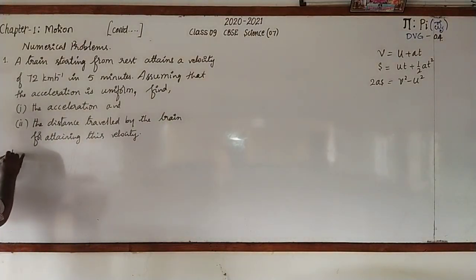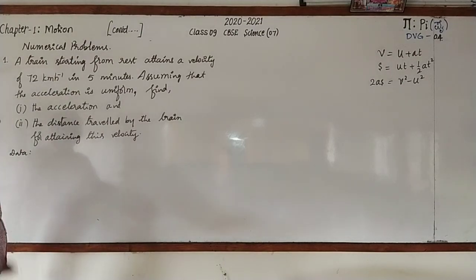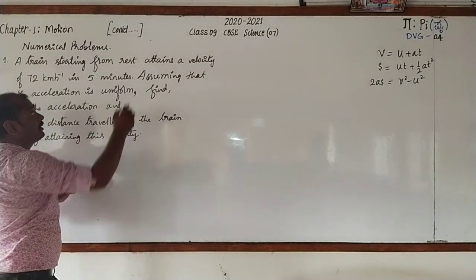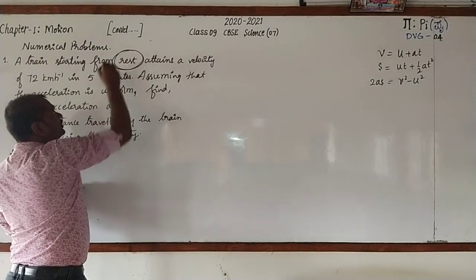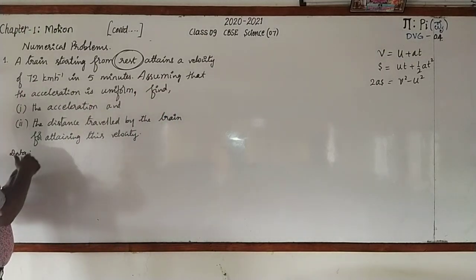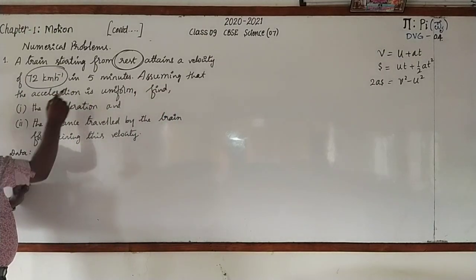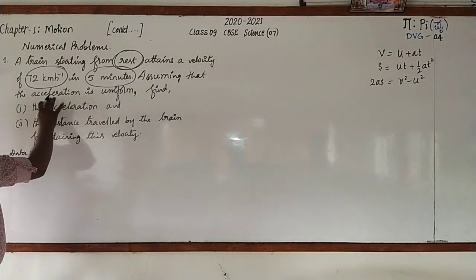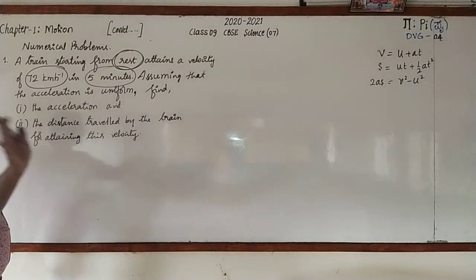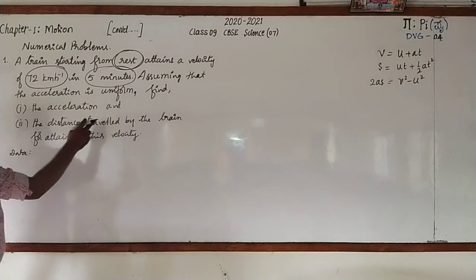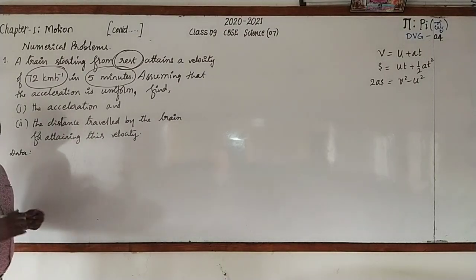First question. Please don't write anything till my explanation is completed. Observe. A train starting from rest. This is very important. A train starting from rest attains a velocity of 72 km per hour in 5 minutes. Assuming that the acceleration is uniform, find the acceleration and second one, the distance traveled by the train attaining this velocity.